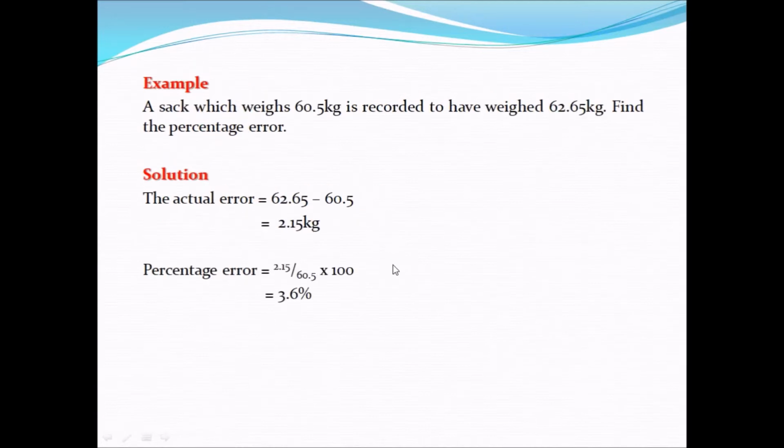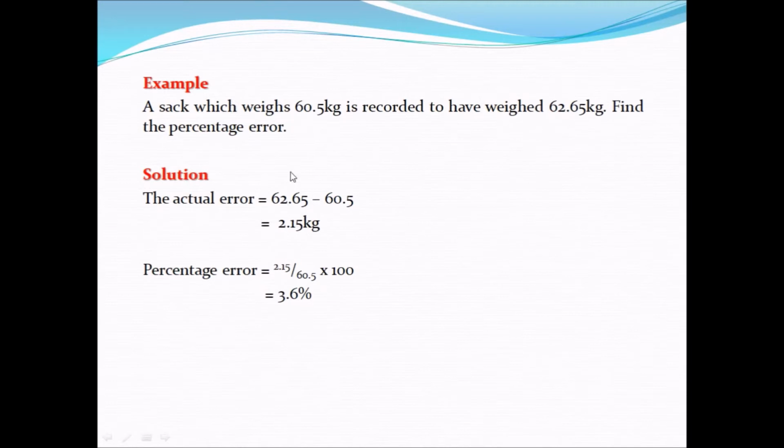So we can go ahead and do more. A sack which weighs 60.5 kg is recorded to have weighed 62.65 kg. Find the percentage error. So the actual weight is 60.5, but this person recorded the weight to be 62.65. So what is the percentage error? To get it, we'll first of all get the actual error, which is the difference between the actual weight and the measured weight.